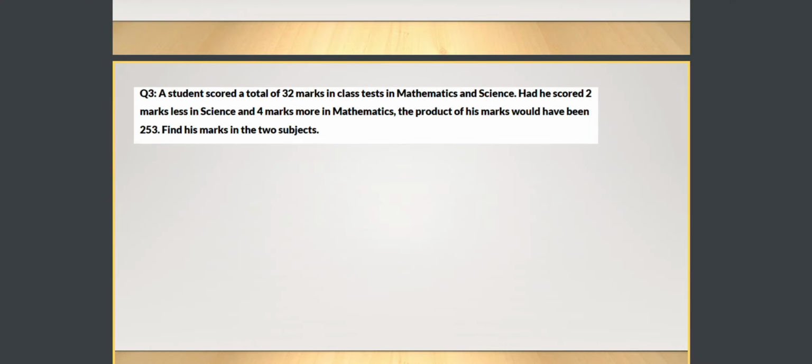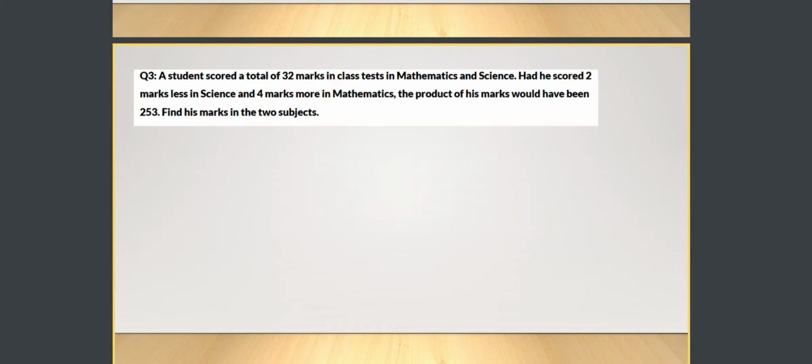So let's start. Question says that total marks of mathematics and science equals to 32. So let's suppose the marks in mathematics equals to x and marks in science equals to y. So x plus y should be equals to 32, right? Question says that if he would score 2 marks less in science and 4 marks more in mathematics, the product will be 253. So now the marks in science will be y minus 2 and x plus 4 will be the marks in mathematics. Why? Because question says that if he will score 4 marks more in mathematics, now the product of these two will be 253. So you have to multiply x plus 4 into y minus 2 equals to 253, right?